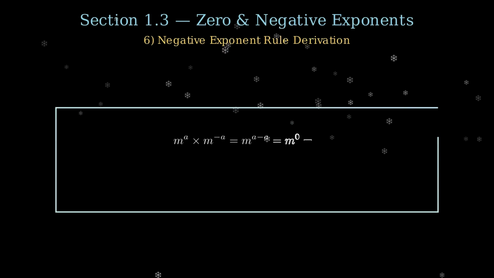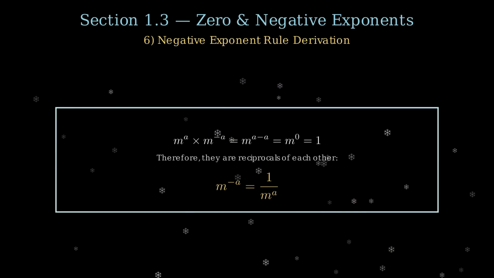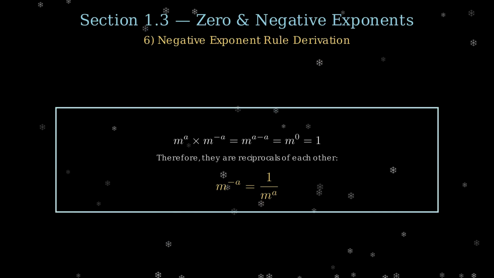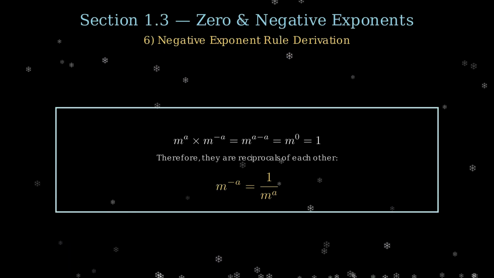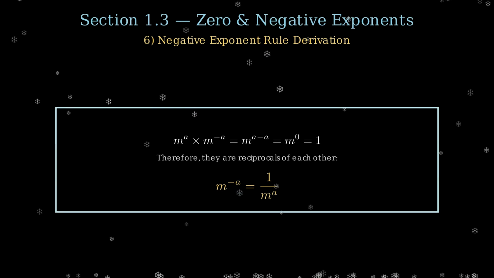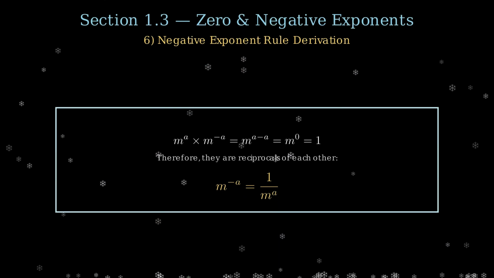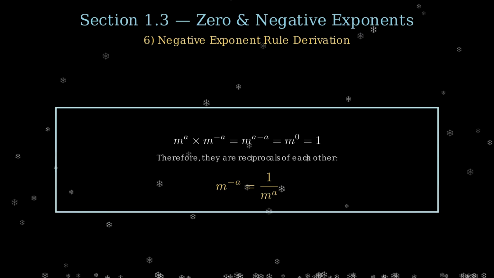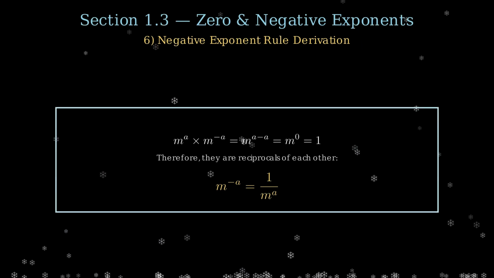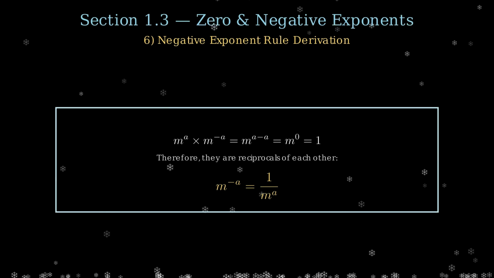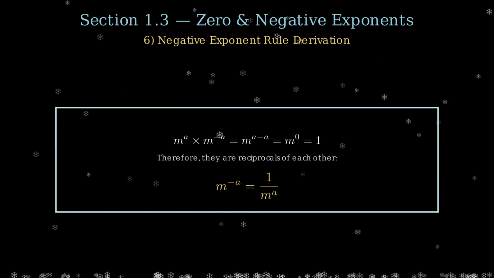Consider m to the power of a multiplied by m to the power of negative a. According to the product rule, we add the exponents, giving us m to the power of a minus a. This simplifies to m to the power of 0, which we already proved equals 1. Because their product is 1, m to the power of negative a is the reciprocal of m to the power of a. Thus, m to the power of negative a equals 1 divided by m to the power of a.